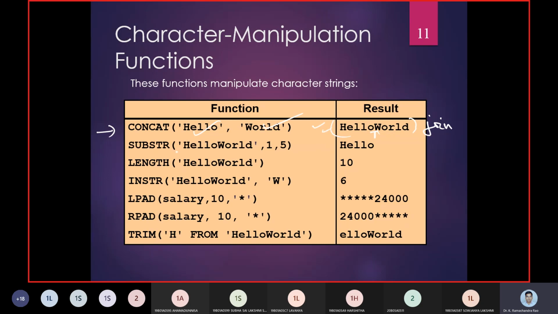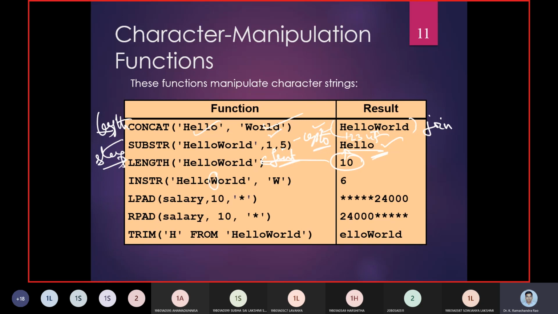Next comes the substring. In this substring, we need to get it from the first position and up to what position you need to get. So here we are going to have hello. Hello: first position, 2, 3, 4, and 5. So up to the fifth position it is going to be displayed. Next comes the length of a string. So the length of a string is going to be displayed. Hello world is going to occupy 10 characters at this point.